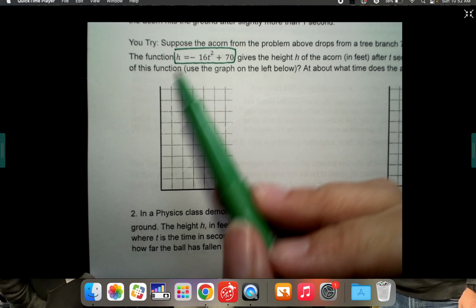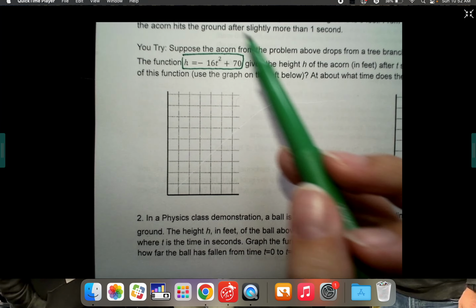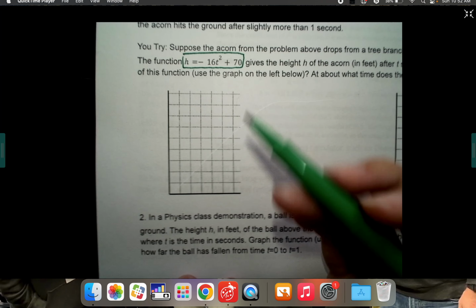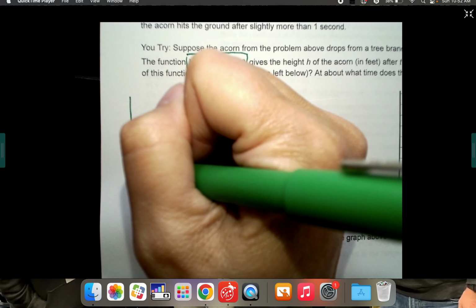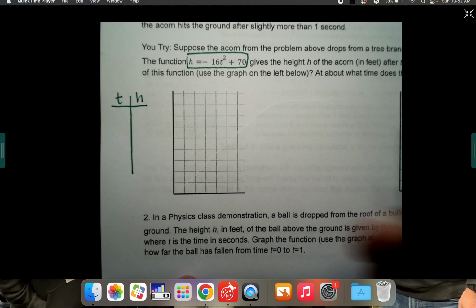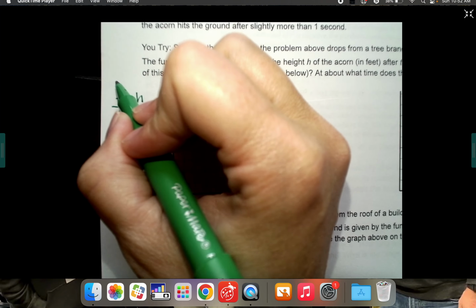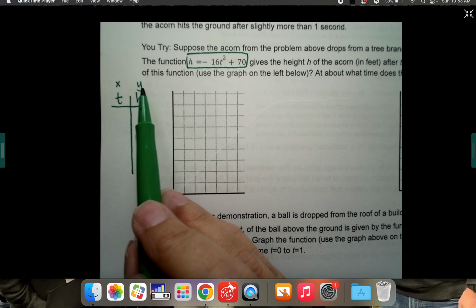Okay. So we're going to use this graph. The reason you have another graph is because it goes with this one at the bottom. So for this first Try-It, we're looking at only the graph on the left. And I want you guys to go ahead and make a little mini table. Time and height. A lot of times that's your x and that's your y. That is your x-axis and your y-axis. That's the domain and that's the range.